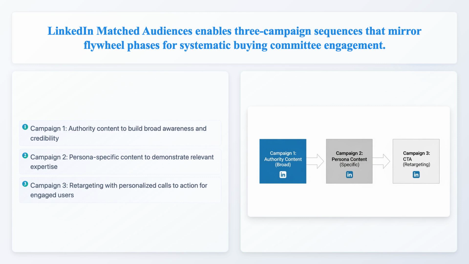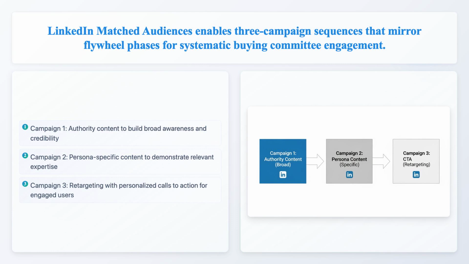Campaign 2 promotes persona-specific content, your CFO's guide to climate risk to financial decision makers, your technical implementation guide to operations teams. This demonstrates relevant expertise for each stakeholder. Campaign 3 retargets users who engaged with previous campaigns with specific calls to action: exclusive webinar invitations, personalized assessment offers, or executive briefing requests.